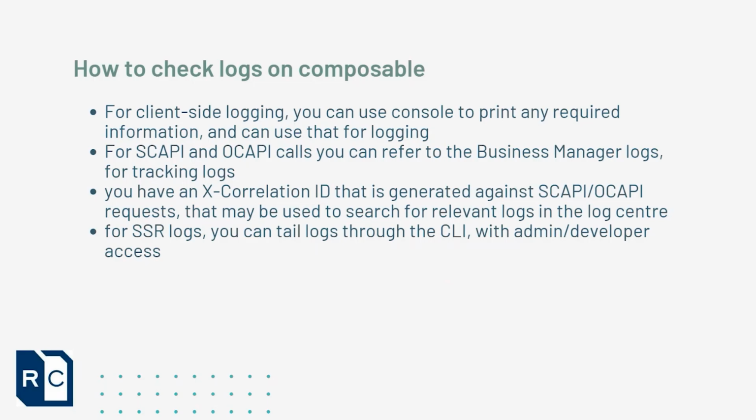Because we're completely on a headless architecture, the client side logging would be separate from the server side. For server side, this includes your SCAPI and OCAPI calls. This is all still going to be tracked in your Business Manager logs, the way that we've been using previously for SFRA and SiteGenesis. You do have an X-Correlation-ID. This can help you identify which requests are generating which logs. Another way for you to generate SSR logs is to tail logs through the CLI or command prompt. You do need to have developer or admin access for this.